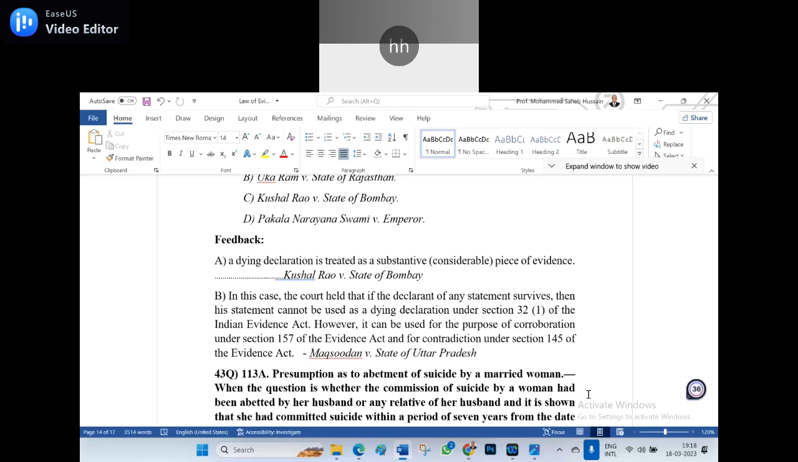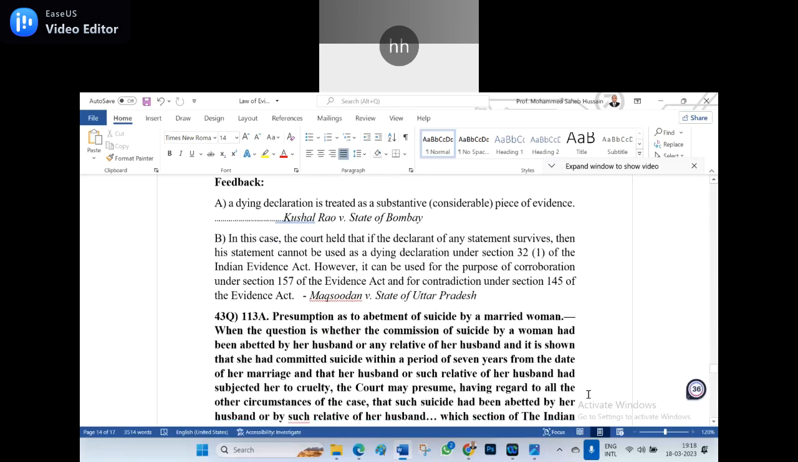However, it can be used for the purpose of corroboration. The dying declaration can be used as corroboration under Section 157 of the Evidence Act and for contradicting under Section 145 of the Evidence Act. So if some contradiction comes up, at that instance we can use it, even though that person has not died. That is given in Maksudan versus State of Uttar Pradesh. Now, any type of question on dying declaration, you can easily make it out. Is it clear? Yes sir, yes.